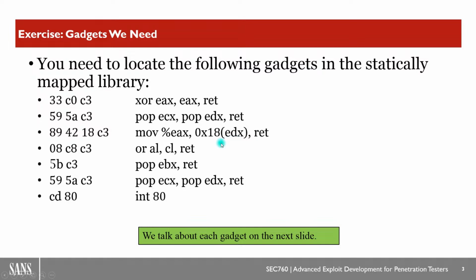And it just so happens that we were able to find a ROP gadget that writes to offset 24 decimal, or hex 18, from the EDX register. And you'll see why we need to do this on the next slide. This one ends up being the confusing gadget for people, though, after having taught this for a few years. And then we've got some other gadgets down here. So I'm going to walk through all these gadgets and why we need them on the next slide.